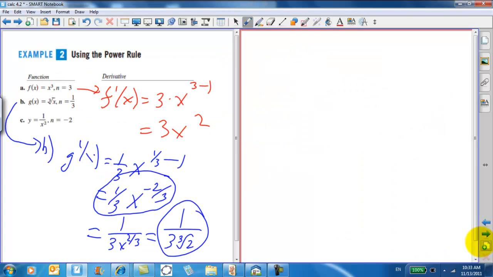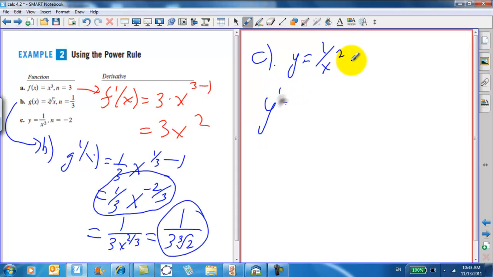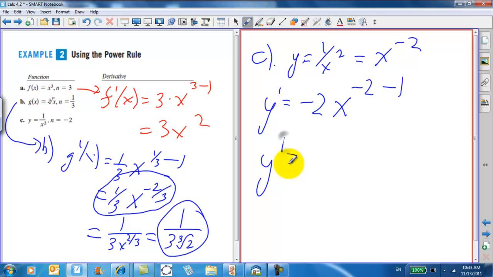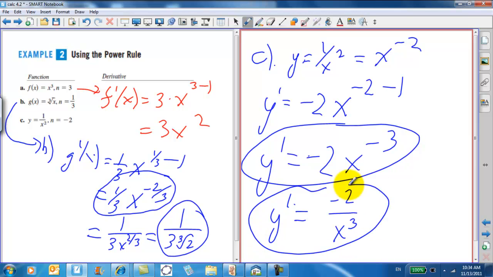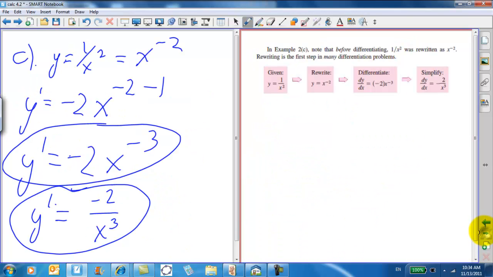And let's try c. y equals 1 over x squared. Let's use our derivative notation like this. But first, let's change the formula. This is x to the negative 2 power, so n equals negative 2. So it's negative 2 times x to the negative 2 minus 1, and we get negative 2x to the minus 3. That's fine. Or if I write it in the original form, since the original one didn't have any negative powers, you could write it like that too. Either of those works.